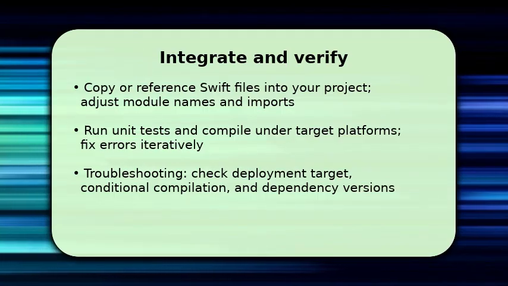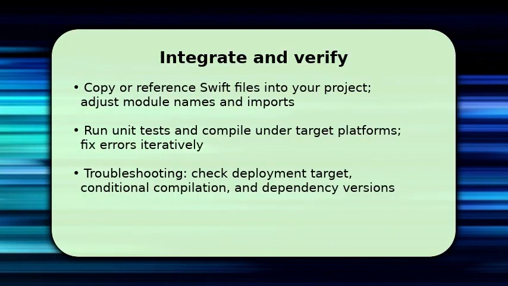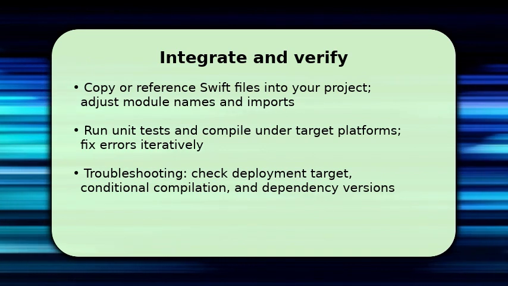Then build and run unit tests on each target platform, iterating on errors and updating package versions or deployment target if needed. If something goes wrong, the key troubleshooting tip is to compare deployment targets and conditional compilation flags. Mismatched platform settings are the most common blocker.